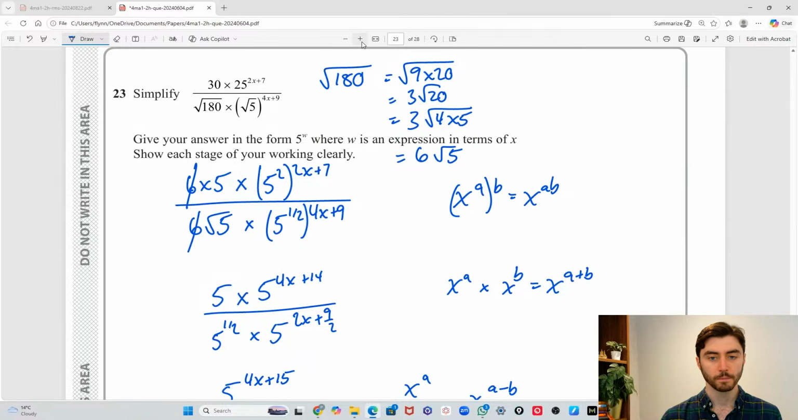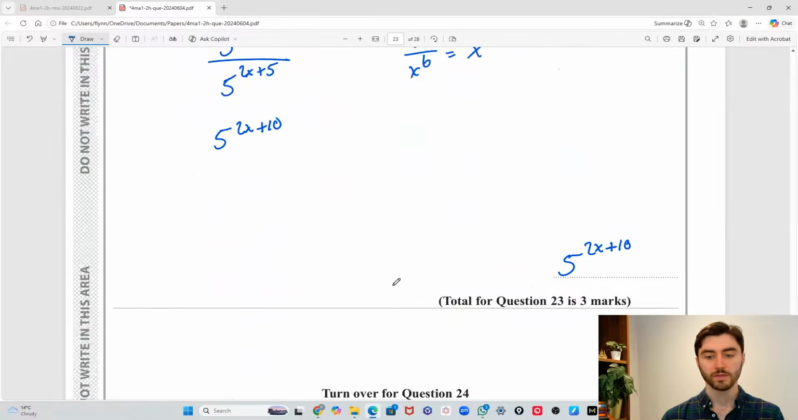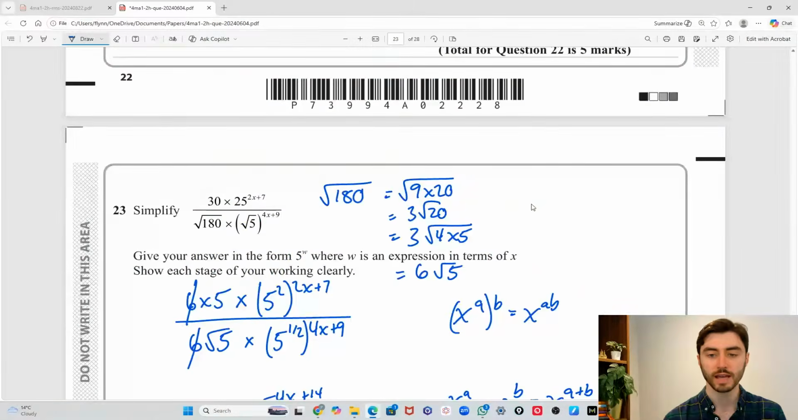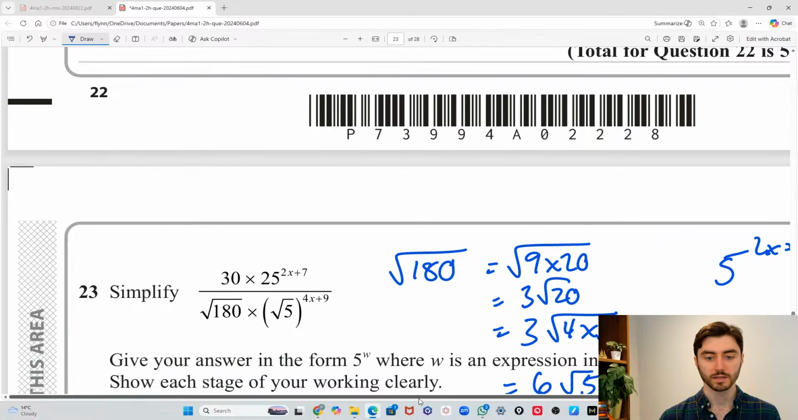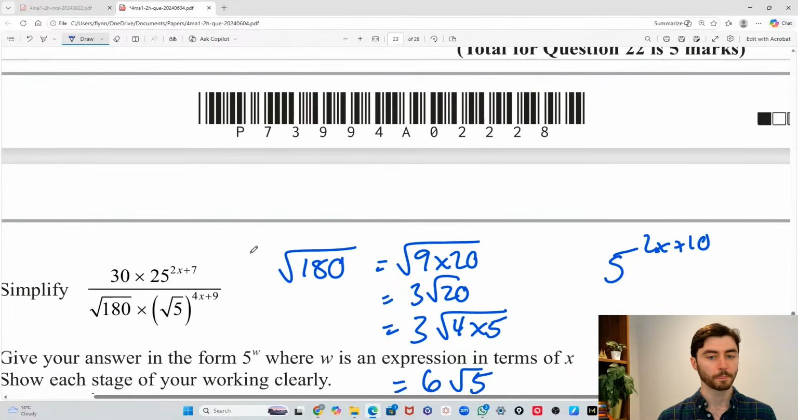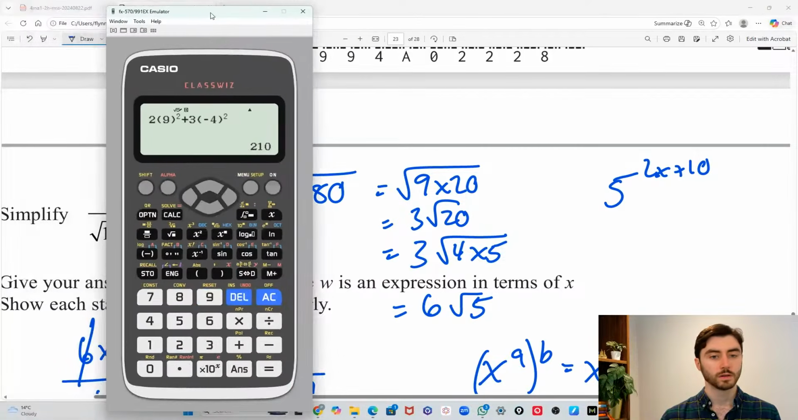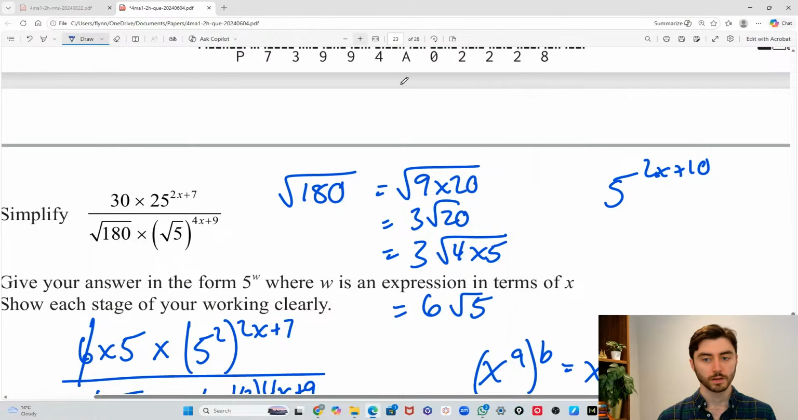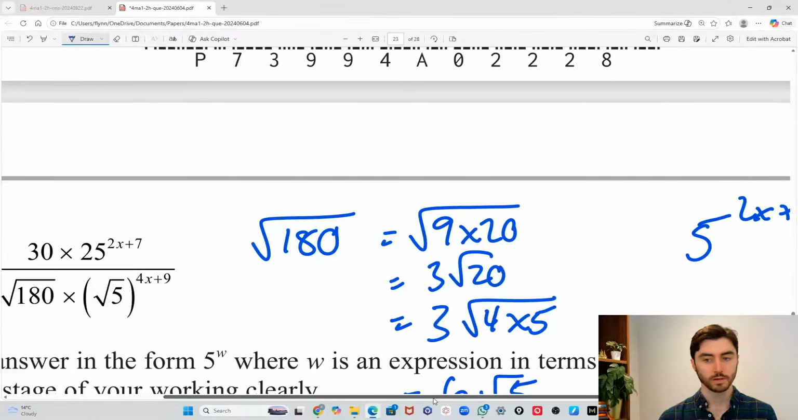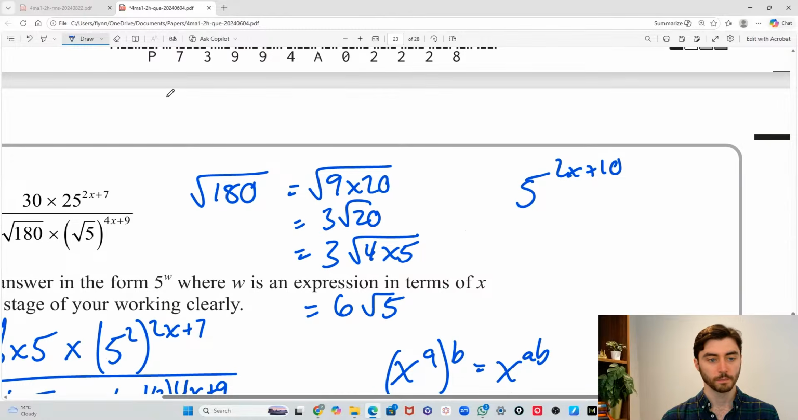Simplify this thing. So I said it was 5 to the 2x plus 10. What I'm going to do is plug in a value of x and get a clean 0. Well, in fact, I've already got an answer in of 210. Why don't I plug that in? No, it's a little bit too far.